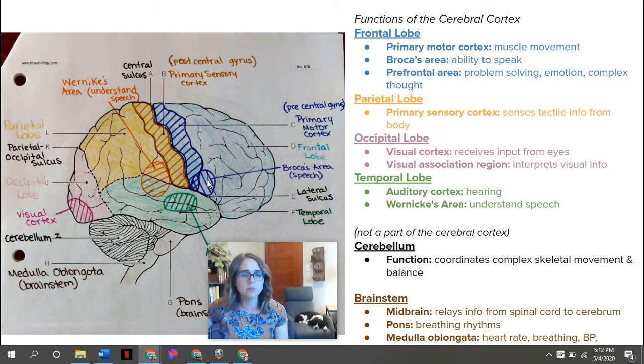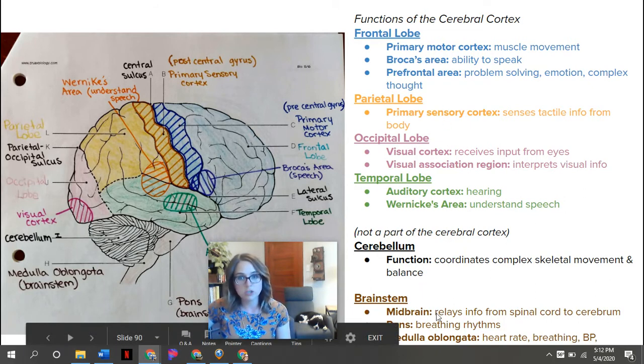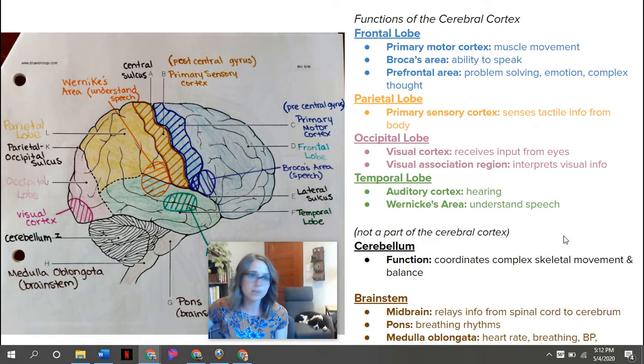All right, so different parts of our cerebrum control different things. Our visual cortex is in the back on the occipital lobe. And so we've recently gone over all of these. Make sure you know the three parts of the brainstem and what each of those do. And very important, the cerebellum is your balance. It's the part of your body that controls your balance and sort of coordination.